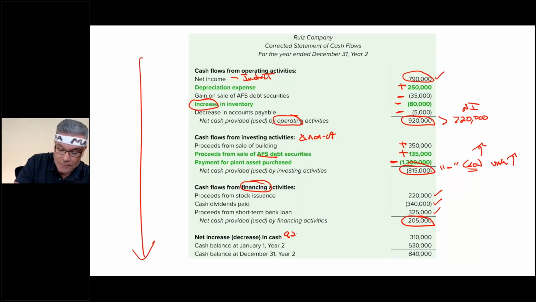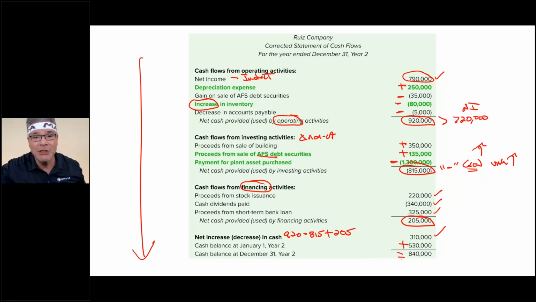920 minus 815 plus 205. Does that equal our change in cash? Yup, plus our beginning, ending. And we just officially kicked ass.